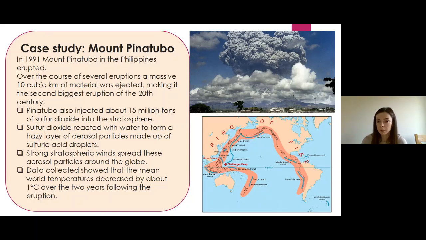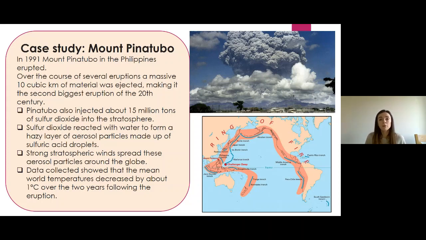So, case study, Mount Pinatubo. Over the course of several eruptions, a massive 10 cubic kilometers of material was ejected, making it the second biggest eruption of the 20th century. Pinatubo injected about 15 million tons of sulfur dioxide into the stratosphere. Sulfur dioxide reacted with water to form a hazy layer of aerosol particles. Strong stratospheric winds spread these aerosol particles around the globe, and data collected showed that the mean world temperatures decreased by about 1 degree over the 2 years following the eruption. You might think, oh, 1 degree isn't a lot, but it does have a massive impact on agriculture and growing seasons and crops, which may then lead to things like famine or poverty.